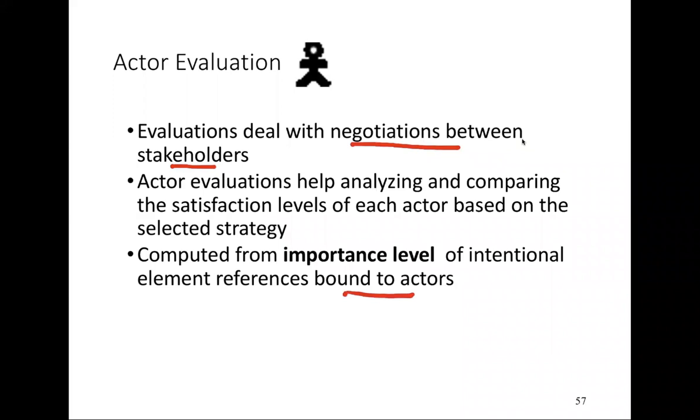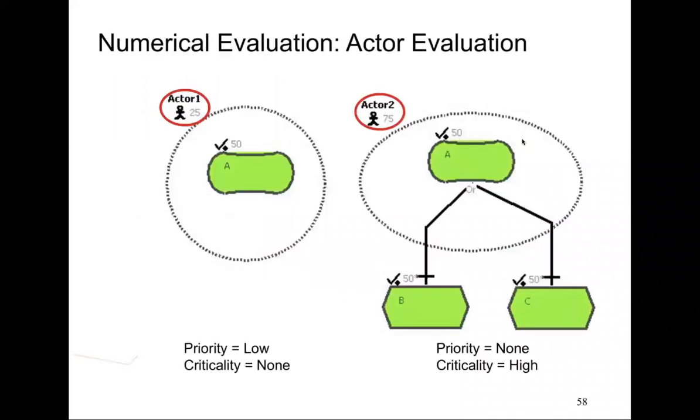So in the following example, we have two actors, actor one and actor two. Based on the importance level of the soft goal A, where priority is low and criticality is none, and I'm going to show you in the graph how you could calculate the importance, we propagate this to the actor to give a satisfaction level of 25, while for actor two, the satisfaction level is 75 because the priority is none and the criticality is high.